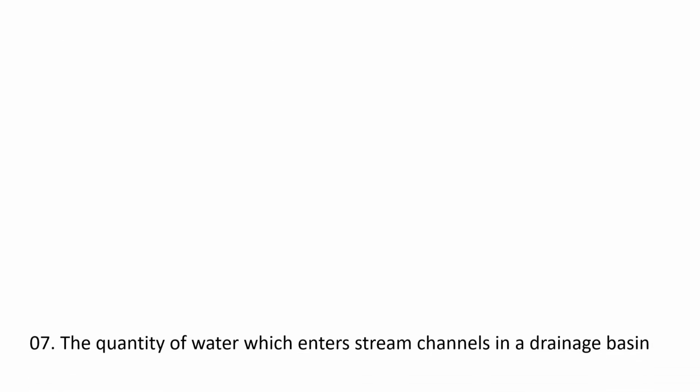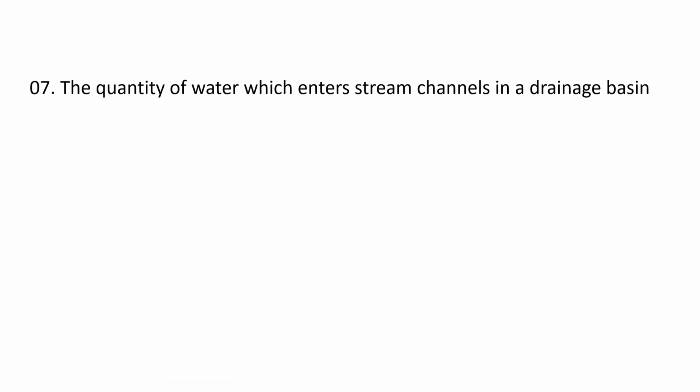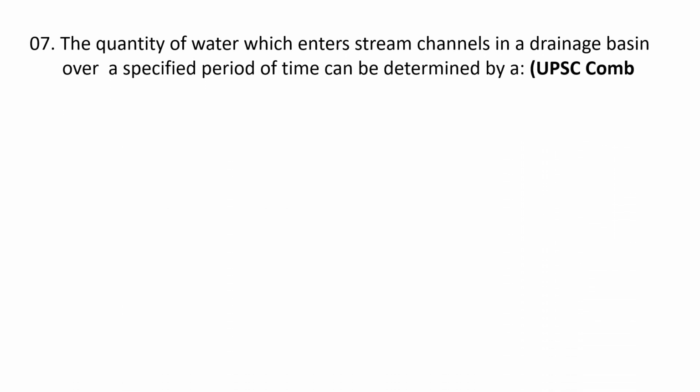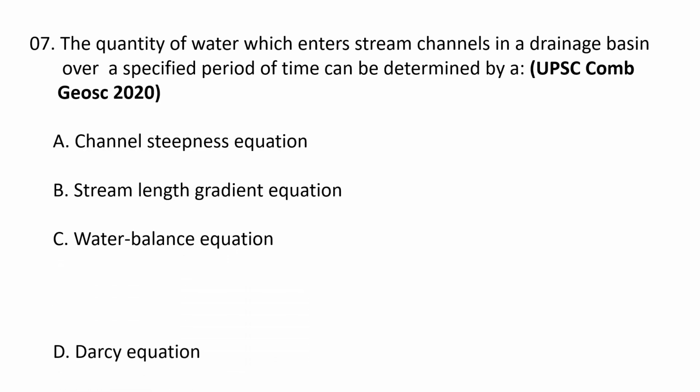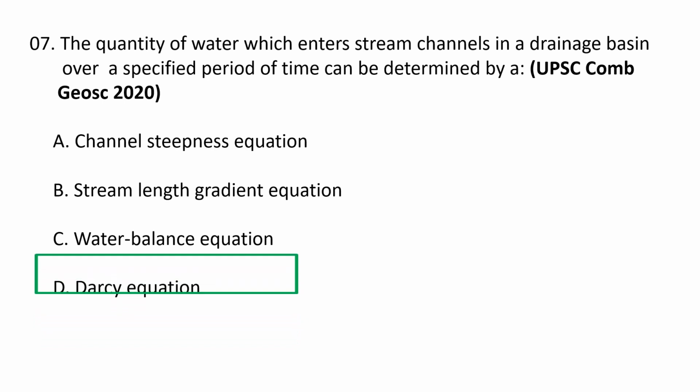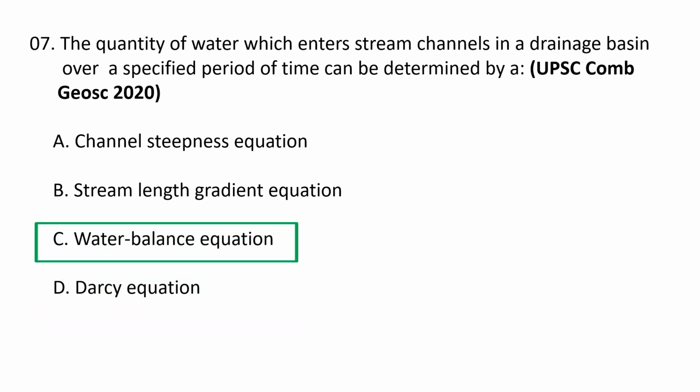Next question. The quantity of the water which enters stream channels in a drainage basin over a specified period of time can be determined by A. Channel steepness equation, B. Stream length gradient equation, C. Water balance equation, and D. Darcy equation. So the quantity of water which enters the stream channels in a drainage basin over a particular time can be determined by a water balance equation. C is the correct option.